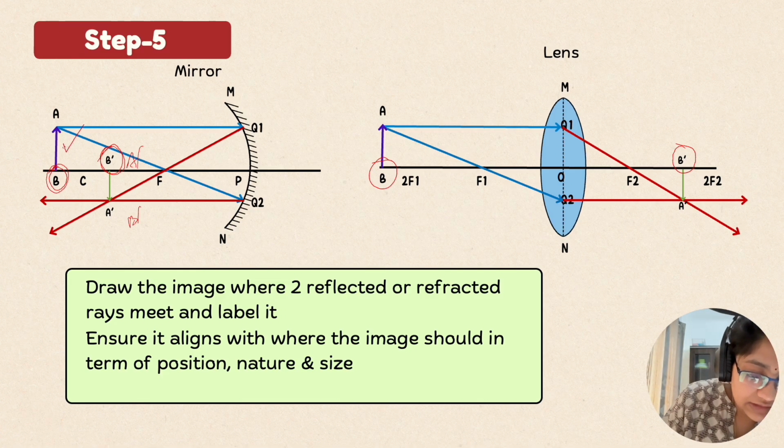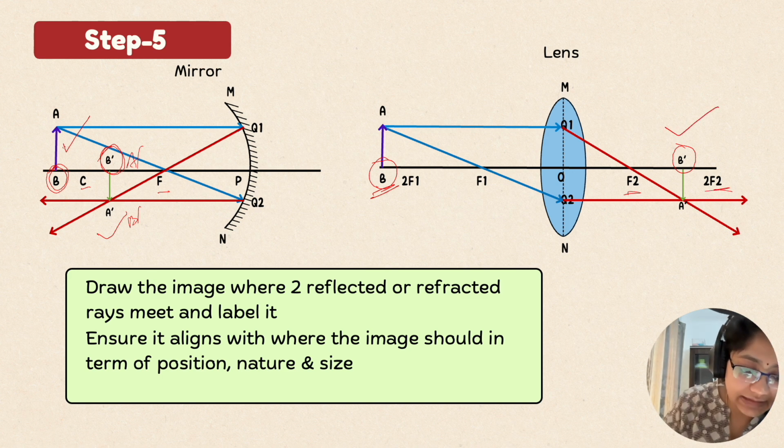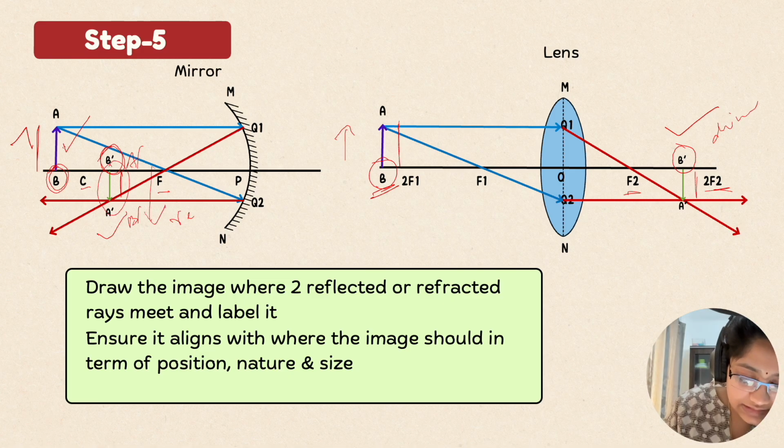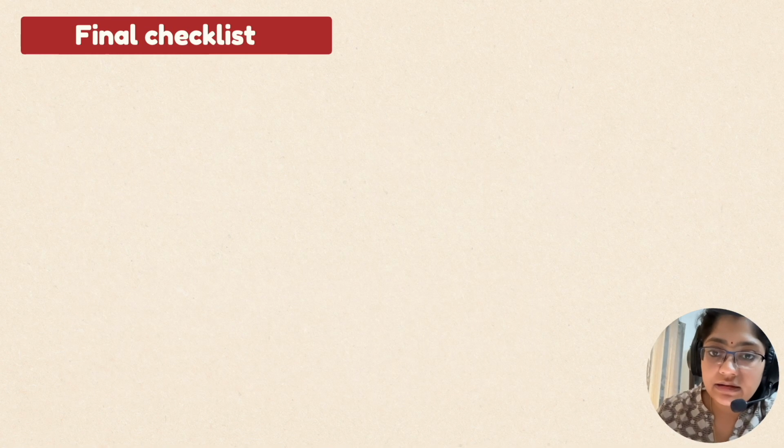So position: object is at beyond C, image is between C and F, correct? Now again here, if the object is beyond 2F point, the image is between 2F2 and F2 point, which is again correct. Second, this one's length is longer, this is smaller, so it is diminished. Again, longer, smaller, so it is diminished. Now again, this one is going upwards, so it is virtual and erect, and this one is going downwards, so it is real and inverted. So once you have checked that, this completes our ray diagram.